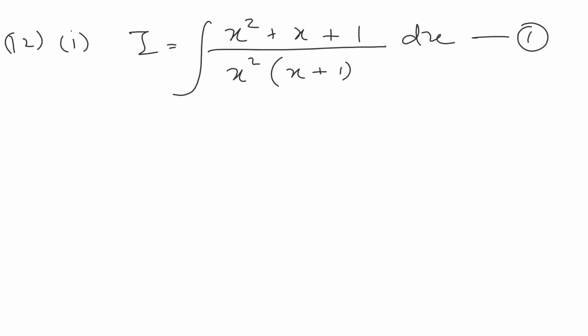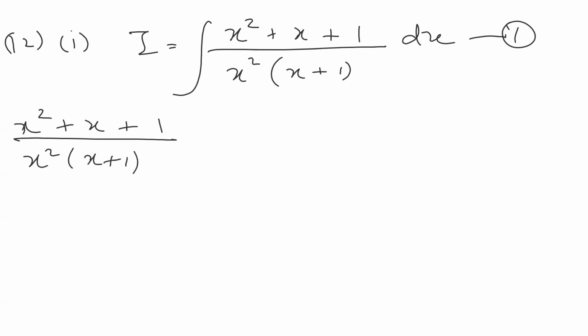Let's first understand the degree of the numerator. Degree of the numerator is 2, degree of the denominator is 3. So we can apply partial fractions because the degree is less. Let this be equation number 1, (x square plus x plus 1) upon x square into (x plus 1).